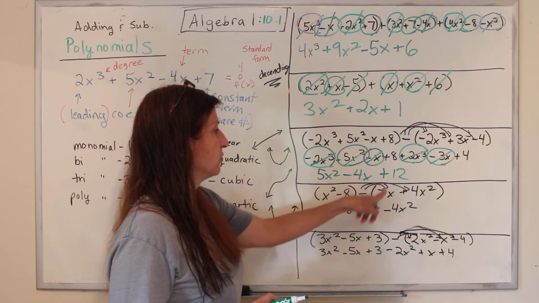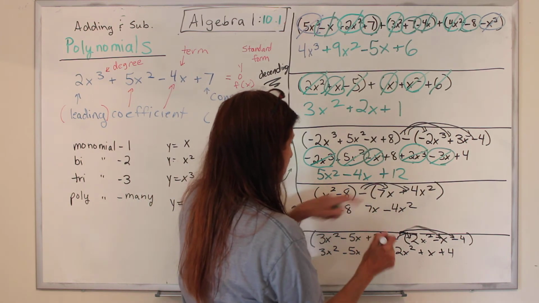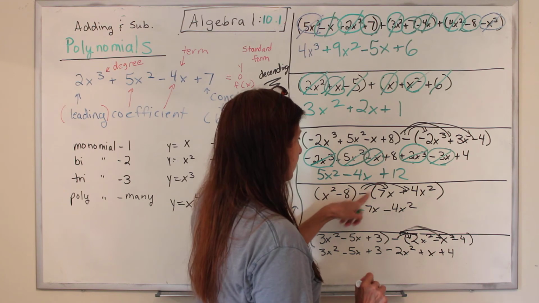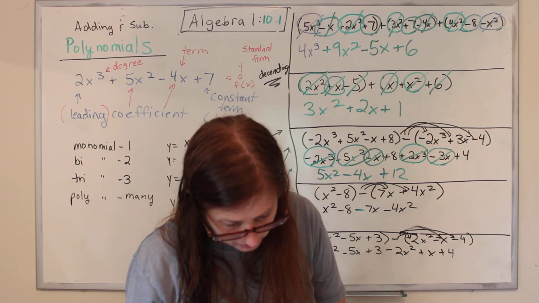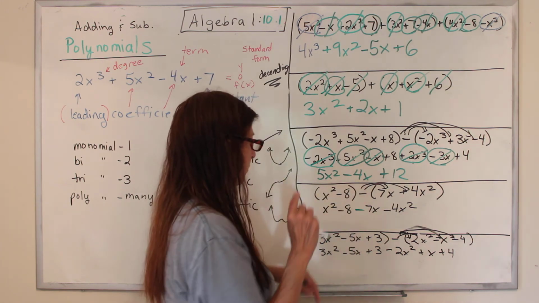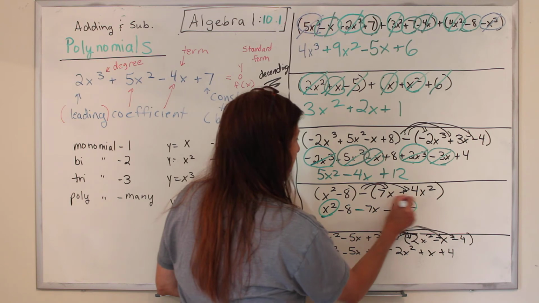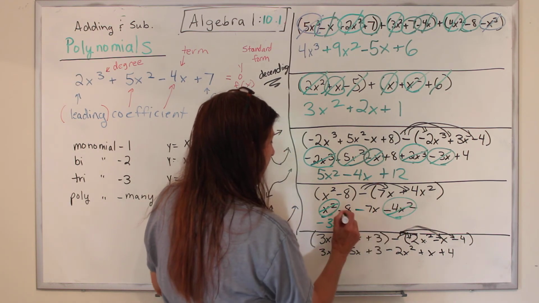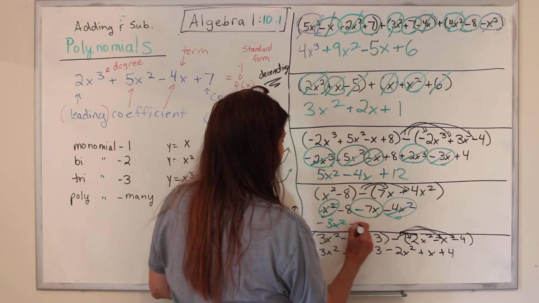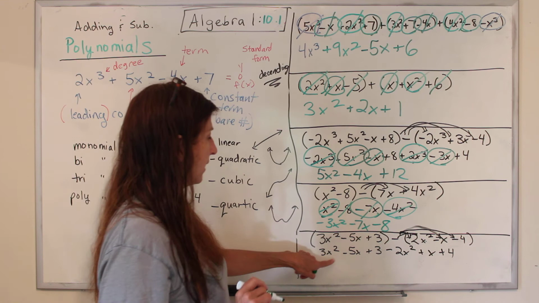Same thing here. I distributed my negative, making that, is that right? Negative 7x. And negative 4x squared. I gotta make sure I wrote down the right problem. Yeah, I did. I just did it wrong. Alright, so now we're going to gather up our terms. x squared minus 4x is negative 3x squared. Mark them out. Minus 7x. Mark it out. Minus 8. Mark it out.